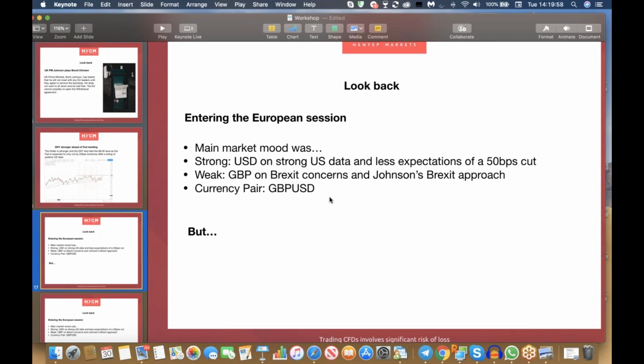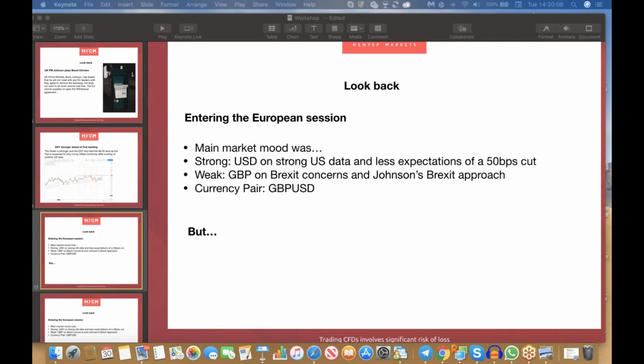Weak currency versus strong currency. And that was the currency pair that I was looking at. I was looking at the pound US dollar. So I'll just show you on TradingView. We'll just pull up a chart and I'll show you how this is, a couple of things.